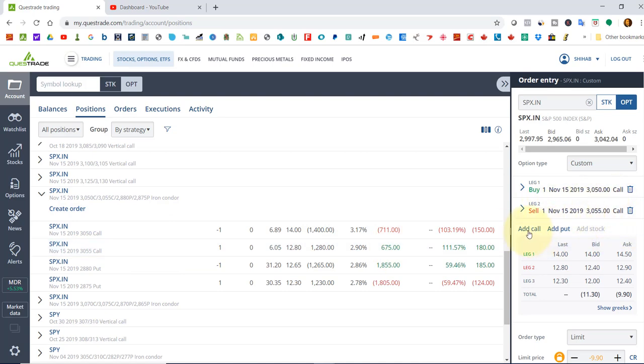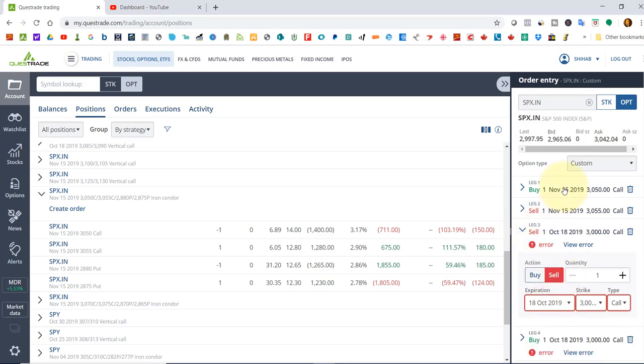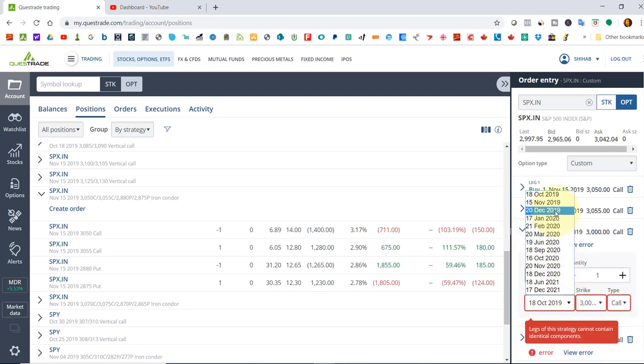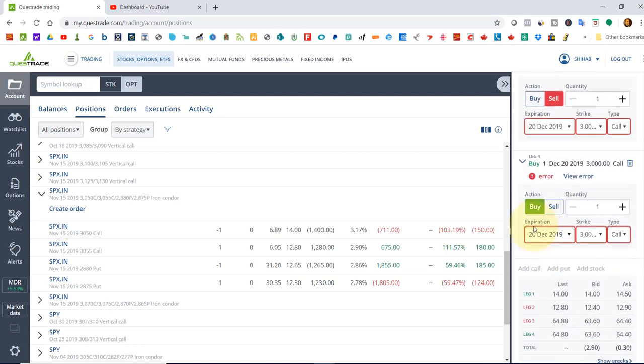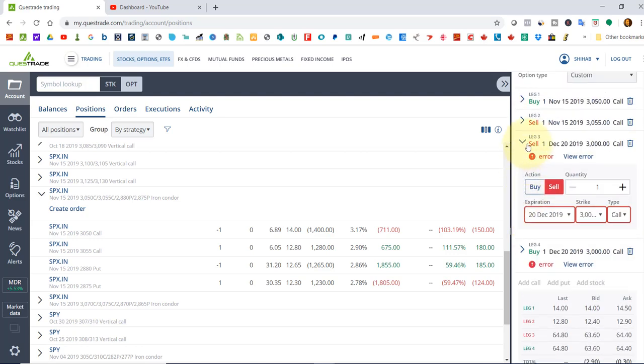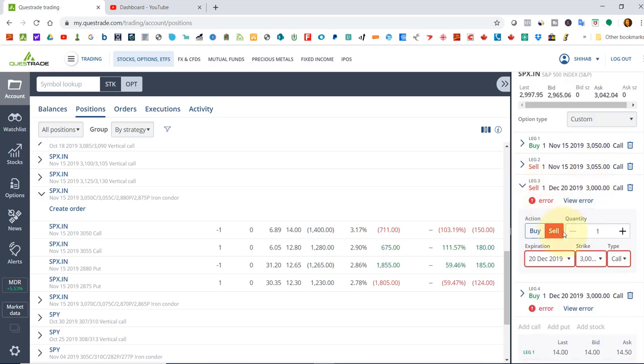I'm doing the opposite. Now, if I want to extend it, I can add a call. So I'll add two calls, right? One to sell, one to buy. So I want to extend it. The next period is December 20th. So I'll pick December 20th and I'll pick December 20th for the other one, of course. So I'm adding two calls, one to sell, one to buy. I'm going to pick the same strikes because basically I just want to extend in time.